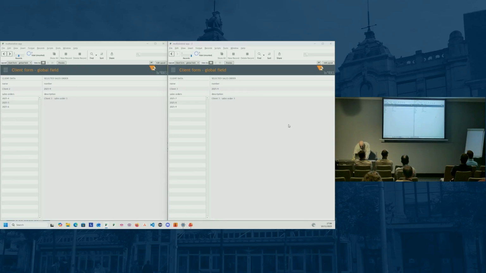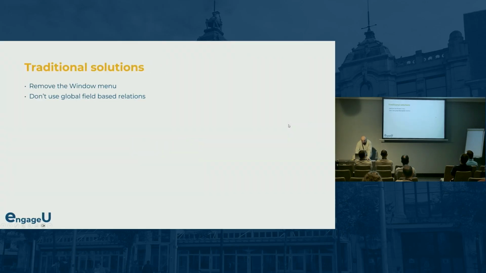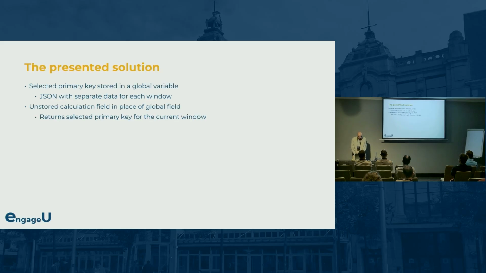Let me switch back to my demonstration. What are some of the traditional solutions? Of course, I already mentioned removing completely the window menu or staying away from global field-based relationships. Now, I don't like any of these because you're always losing functionality and development freedom. So I happen to come up with a different solution.